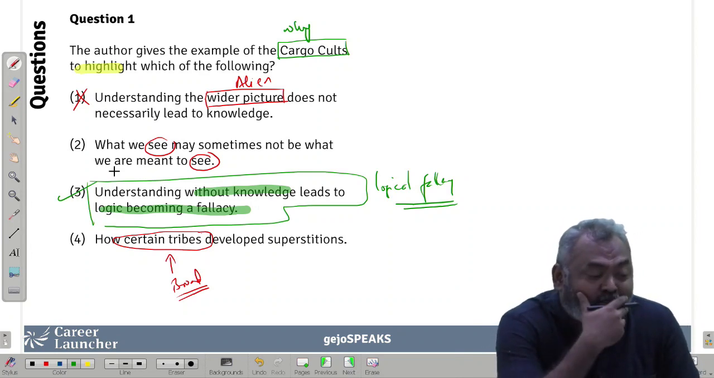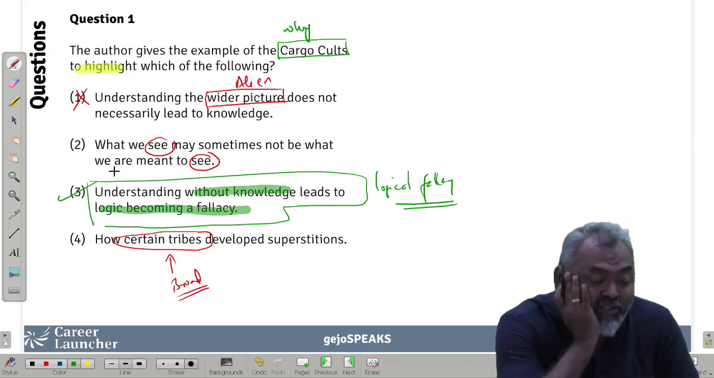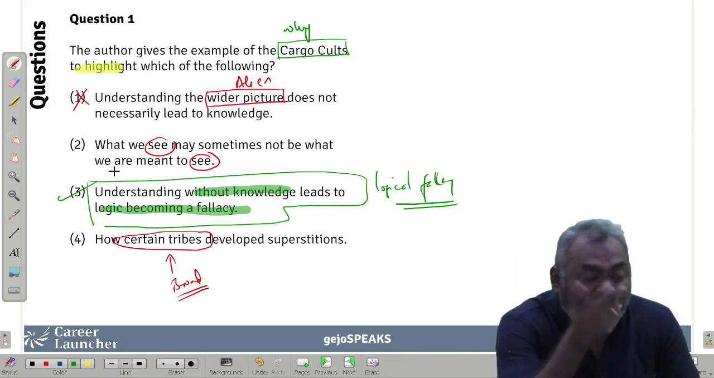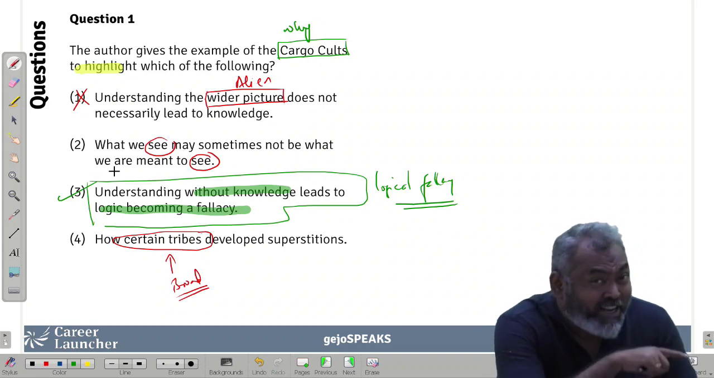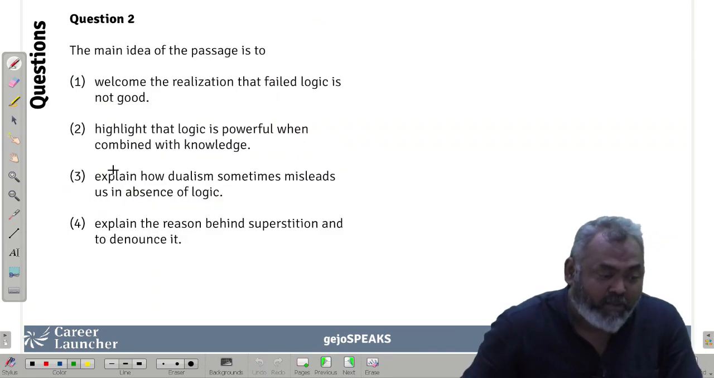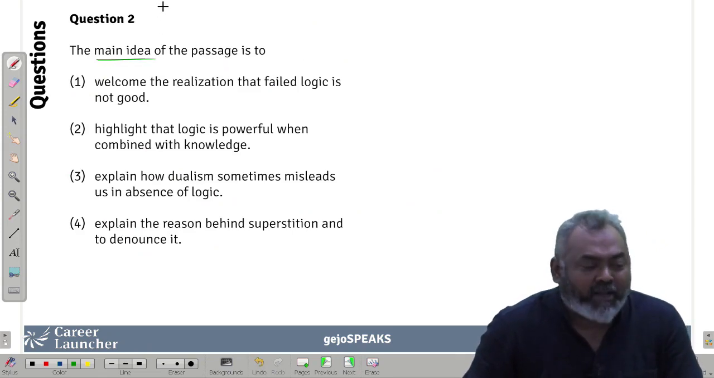Actually, if you think about it, you don't have to go back to answer this question. You read these 4 answer choices. 1, he has not mentioned. 2, he has not mentioned. 4 is broad. Only 3 makes sense. You really do not have to go back to the passage to answer this question, by the way. The main idea, we don't have to go back.